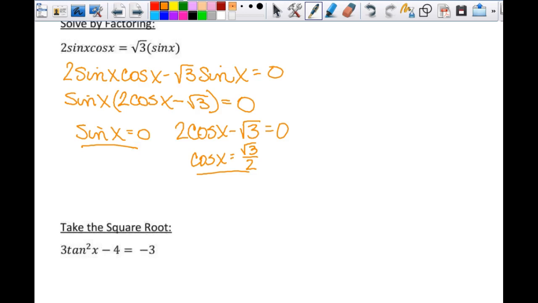Right? For the sine of x equal to 0, how many answers is that going to give me? 2. When is sine 0?